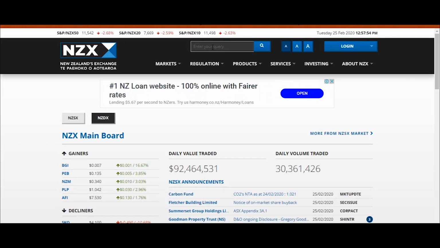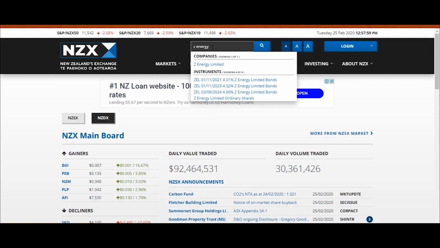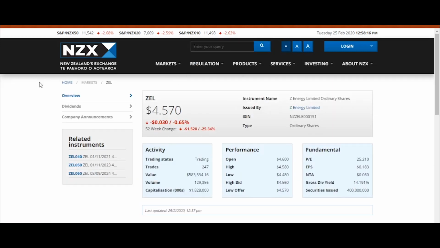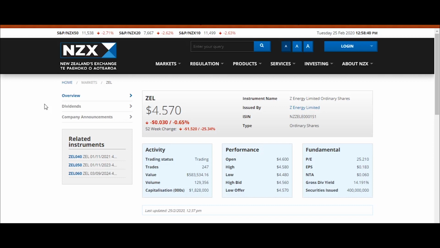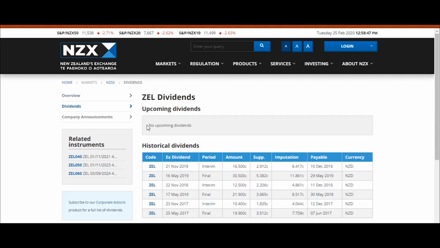So once you're here, you can type in the company that you want, or you can type in the code. And you click on the ordinary shares. And on the left hand side, you'll see dividends. If you don't see this, that means you would have clicked on the overview. If you see this instead, don't worry, just click on ordinary shares. Then you'll see dividends on the left side. As you can see, they have no dividends coming up. And in this instance, that's because they haven't announced whether they're going to pay dividends this year or not. But we'll stay here and go over this table.